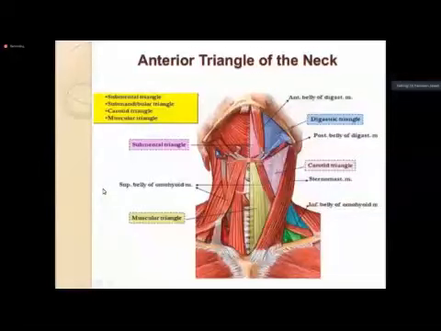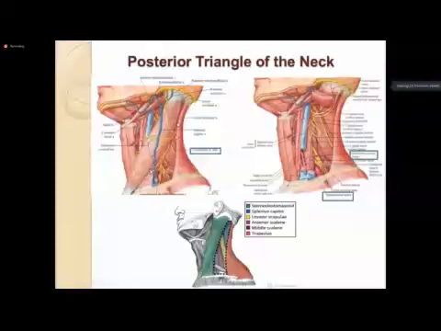Then anterior triangles के बाद we have posterior triangles. Posterior triangles जो है वो क्या है कि उसकी boundaries में अगर आप देखो तो posterior triangle is bounded anteriorly by the posterior border of the sternocleidomastoid. We have posteriorly the anterior border of the trapezius muscle. Inferiorly we have the clavicle.